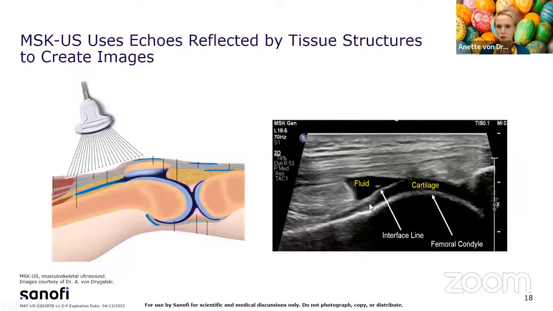This is cartilage over the femur, and that is the so-called interface sign that distinguishes or separates the cartilage from the fluid, because they both are hypoechoic. And you can see here, this is a minuscule amount of fluid in my joint. It's completely physiological, nothing problematic about it, yet the ultrasound can really capture that.